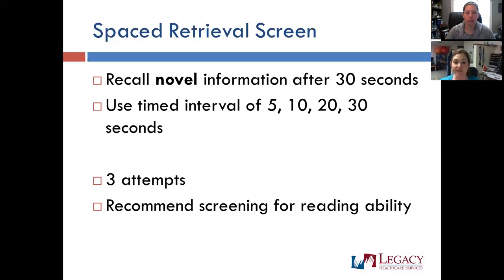Okay. And then during those wait times, when you have 20 seconds to wait to ask them what my name is again, you might want to check to see if they can read. Could they read your name tag? If they couldn't, if you made it bigger, could they read it then? Okay.